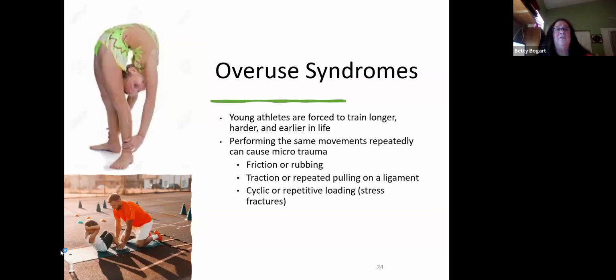Another thing is overuse syndromes. You see this a lot with children trying to get prepared because they want sports scholarships, right? Or what about that gymnast who is preparing to go to big competitions? They do the same moves over and over again. All of those things can cause what we call overuse syndromes, little micro traumas, mini sort of sprains and strains.